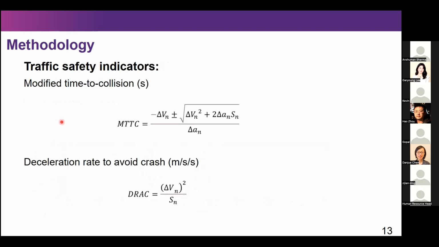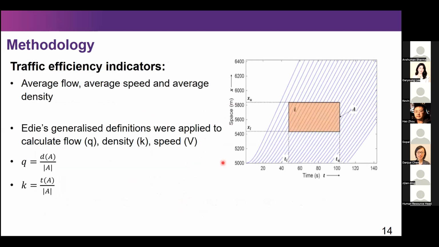I have also taken two safety indicators. One is modified time to collision, another one is deceleration rate to avoid crash. So MTTC takes into account the relative speeds, difference in the acceleration values of the follower and the leader, and the spacing. Whereas deceleration rate to avoid crash takes care of the relative speed and the spacing. Then I've also measured average flow, average speed, and average density. These are my traffic efficiency indicators here. And I have used Edie's generalized definitions to calculate my Q, K, and V.